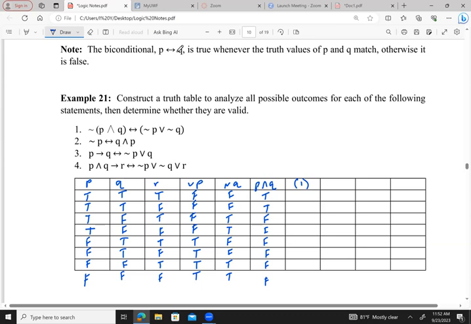And I have not P or not Q. So when is P and Q true? Only when they're both true. I have it right here. But we're looking at the negative of that, or the negation. So in that case, all these instances where it's false is going to be true. And then we're looking at not P and not Q.